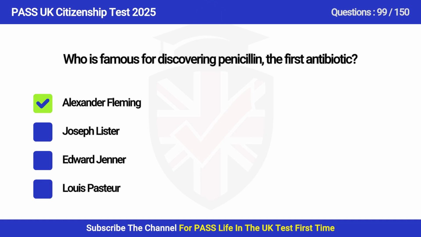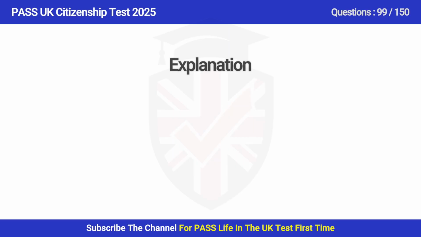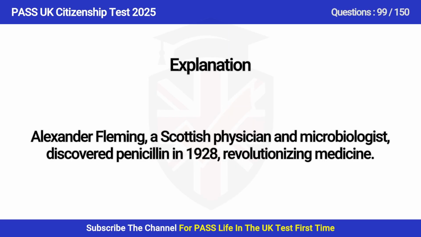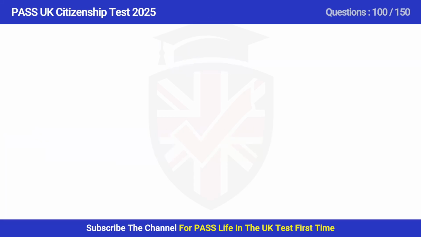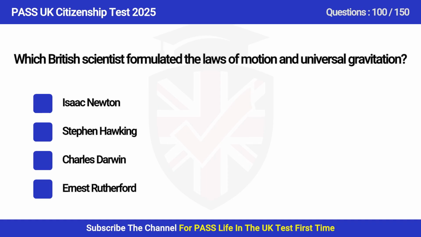The answer is A. Alexander Fleming. Alexander Fleming, a Scottish physician and microbiologist, discovered penicillin in 1928, revolutionizing medicine. Question 100. Which British scientist formulated the laws of motion and universal gravitation? A. Isaac Newton. B. Stephen Hawking. C. Charles Darwin. D. Ernest Rutherford.